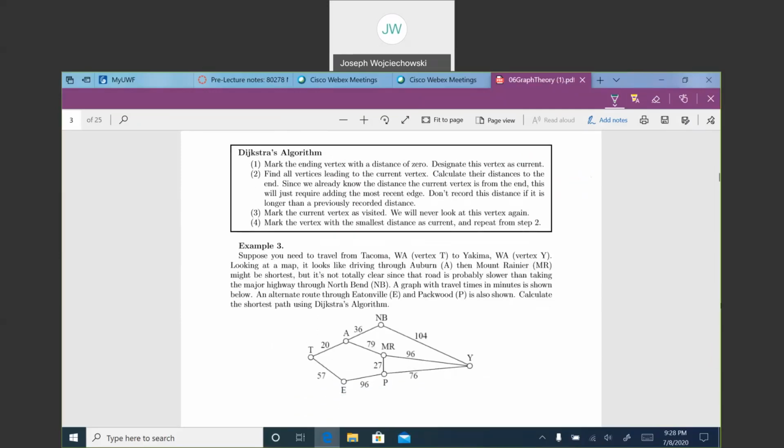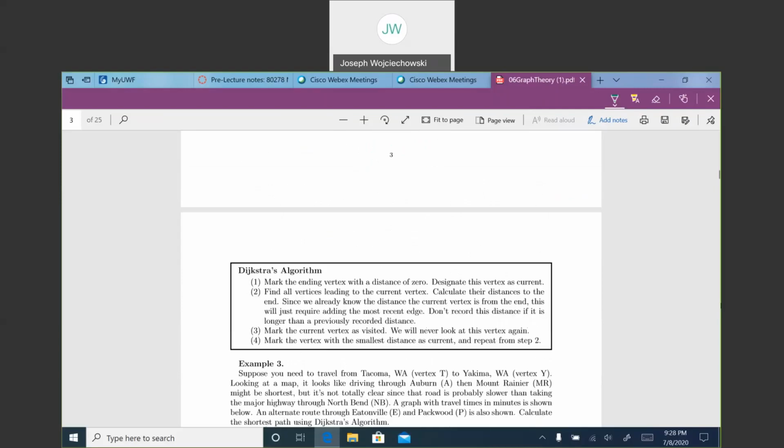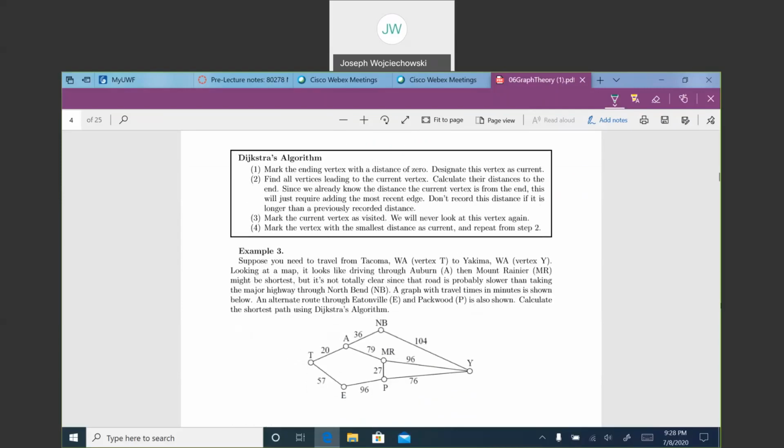Okay, now we get to the theory part of this. We have something called Dijkstra's algorithm. So we mark the ending vertex with a distance 0 and designate the vertex as current. Find all vertices leading to the current vertex and calculate the distances to the end. Since we already know the distance, did we skip something? Nope. Since we already know the distance the current vertex is from the end, this will just require adding the most recent edge. Don't record this difference if it's longer than a previously recorded distance. Mark the current vertex as visited. Never look at it again. Mark the vertex with smallest distance as current and repeat.